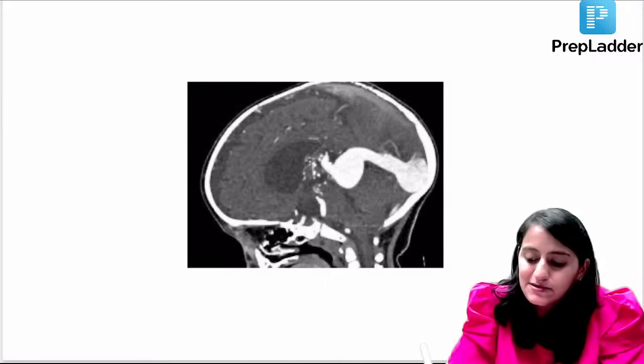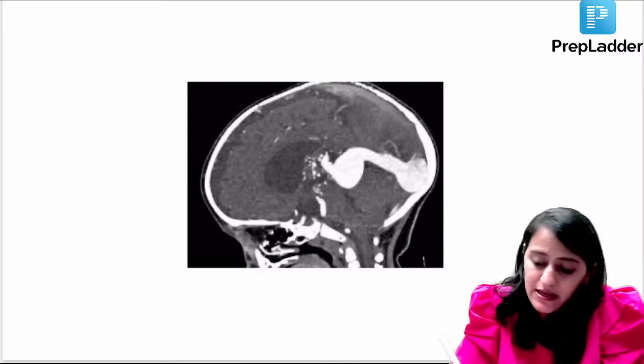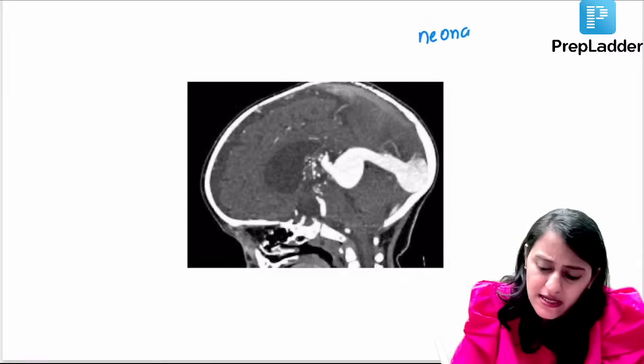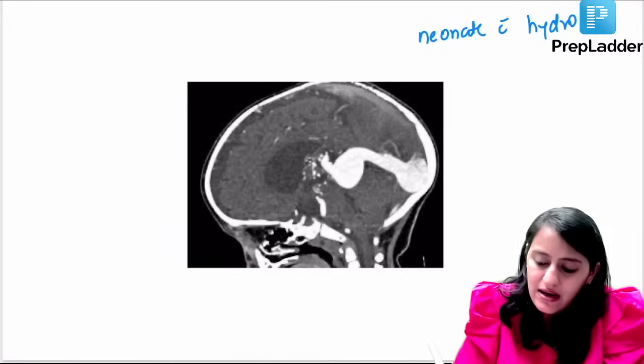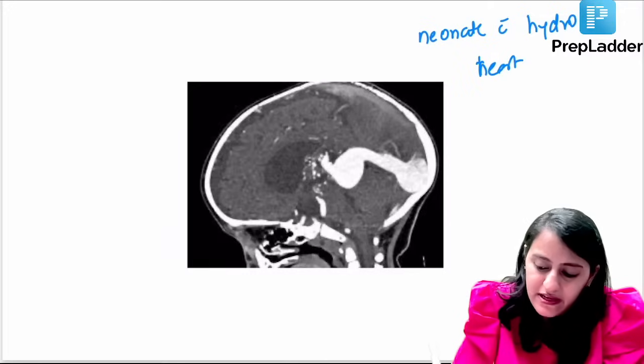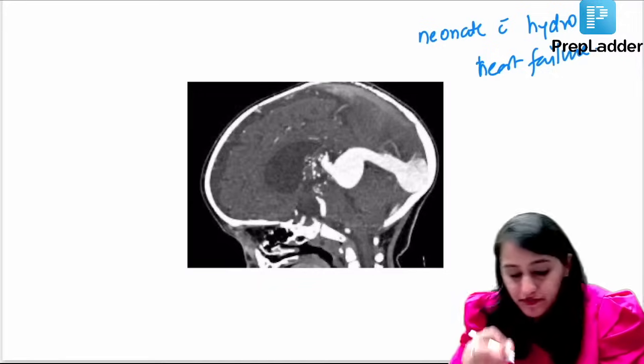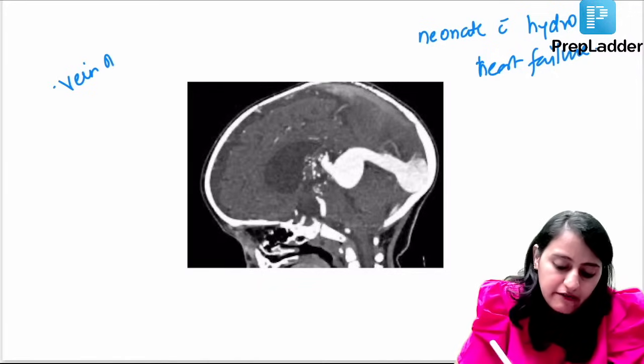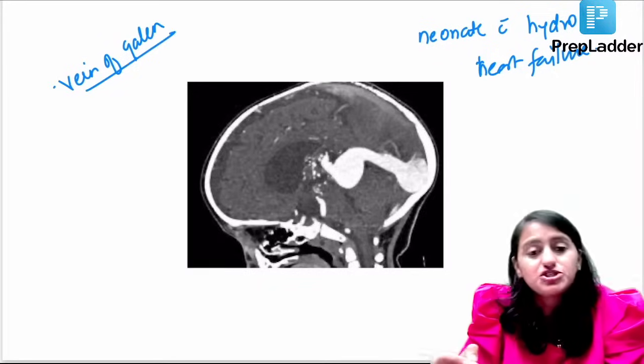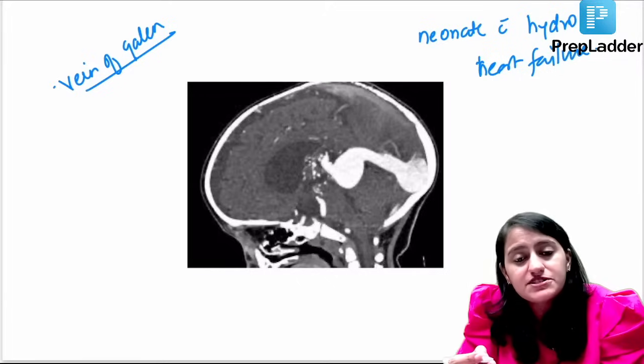In these cases, when you are given the history, it is enough to make a diagnosis. A neonate, a newborn with hydrocephalus and with heart failure. Okay, when they give you this history, a neonate with hydrocephalus and heart failure, then it is enough to make this diagnosis of vein of Galen malformation, which is again an AV fistula, right?